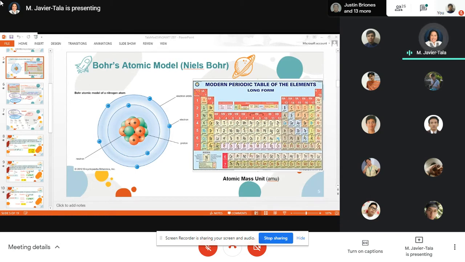And because your nucleus is composed of neutrons and protons, it is the reason why the atomic masses indicated in your periodic table of elements are based on the mass of the nucleus. And as you can see, for an atom to be neutral, as I have mentioned, your number of protons should be equal to your number of electrons.